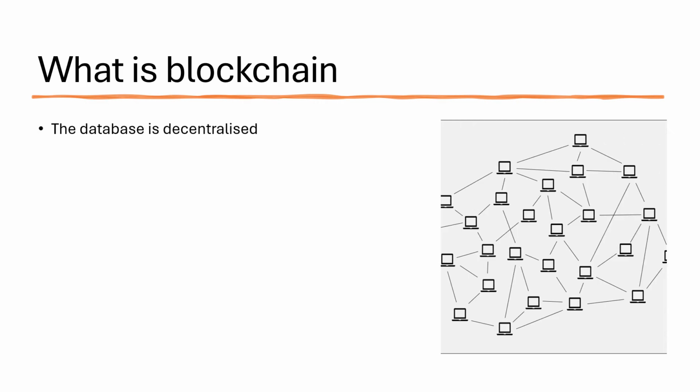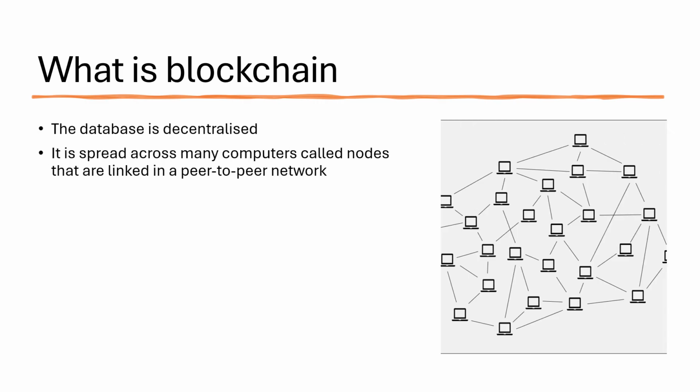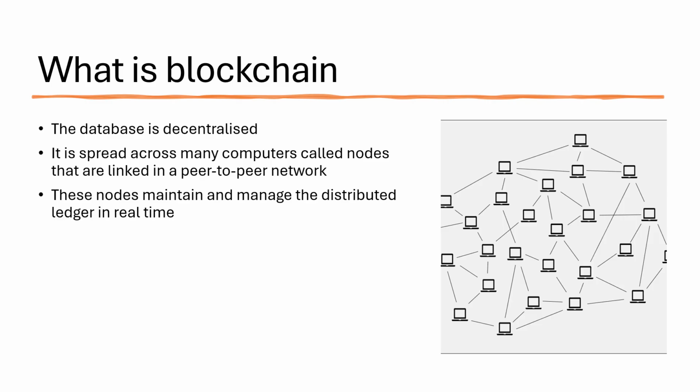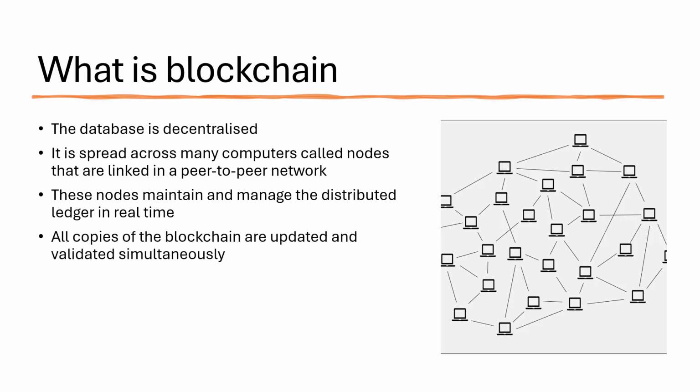The database is decentralized. It is spread across many computers called nodes that are linked together in a peer-to-peer network. These nodes maintain and manage the distributed ledger in real time. All copies of the blockchain are updated and validated simultaneously.